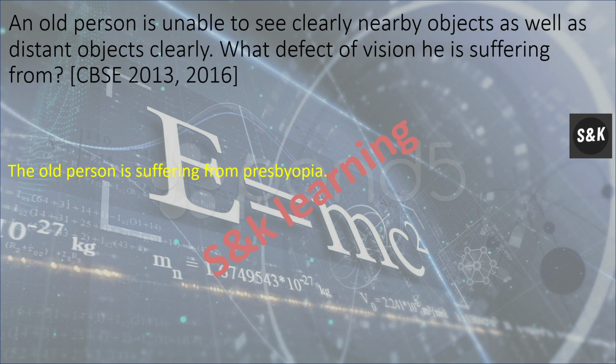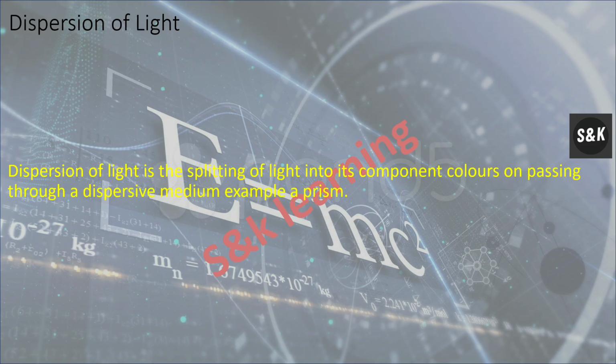An old person is unable to see nearby objects as well as distant objects clearly. What defect of vision is he suffering from? The old person is suffering from presbyopia.